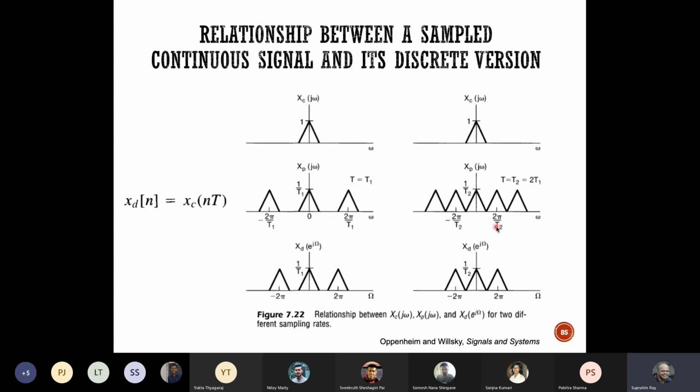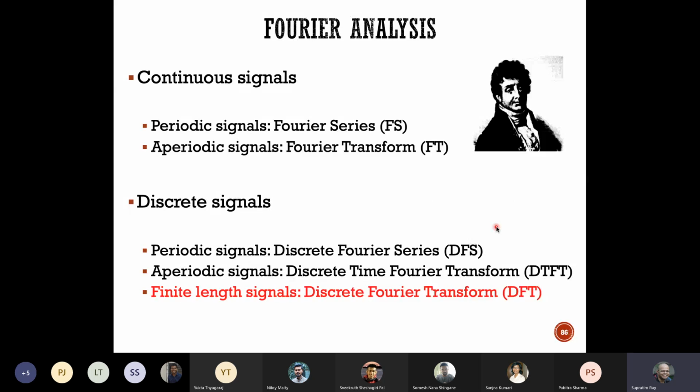So that's the relationship between the sampled signal and the DTFT. And finally, we talked about the discrete Fourier transform in the last class. This discrete Fourier transform is nothing but the discrete Fourier series of a periodic signal, which is constructed by taking infinite copies of the original signal that is given to you.